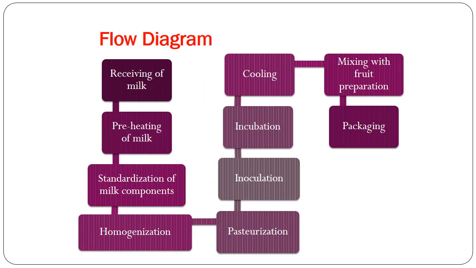Here once again we can see the flow diagram at a glance: receiving of milk, preheating of milk, standardization of milk components, then homogenization, pasteurization, then inoculation of the culture, then incubation at specific temperature, that is 40 to 43 degrees Celsius. After that cooling, and then sometimes fruits are added, sometimes not, as per the plan, and then packaging and marketing, or it can be kept in storage.